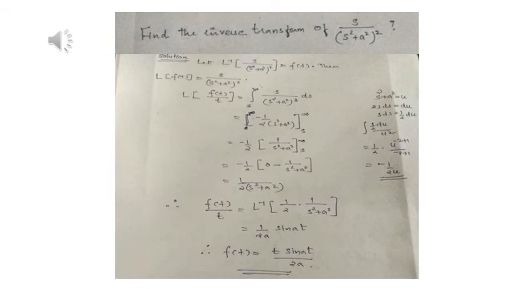Then giving the limits, for infinity we get 0, and for s we get minus 1 by s square plus a square. So the answer is 1 by 2 into s square plus a square. Now f of t by t is equal to L inverse of 1 by 2 into 1 by s square plus a square. That is 1 by 2a into sin at. So the answer is t sin at by 2a.